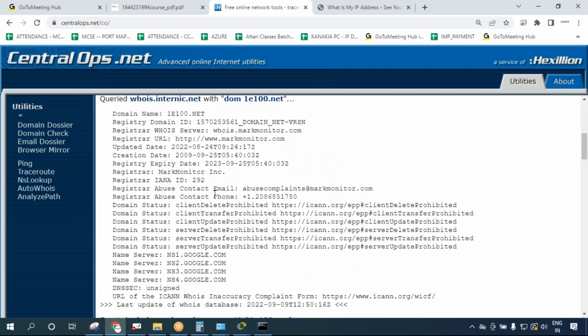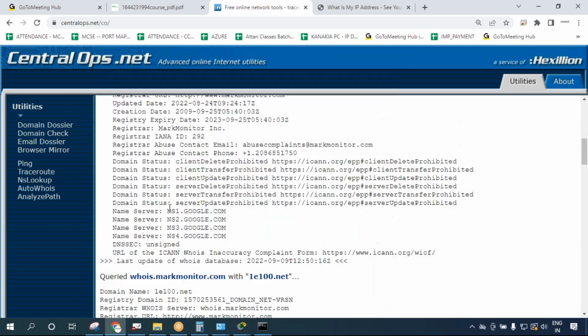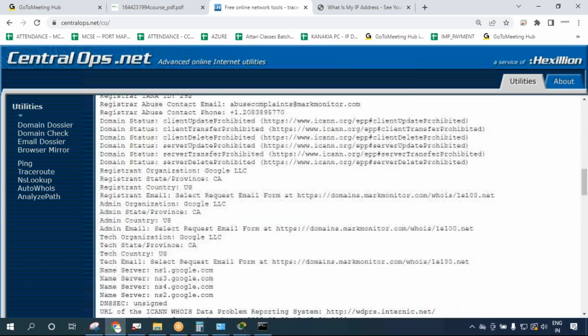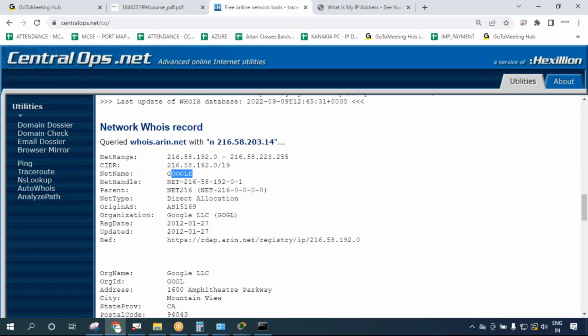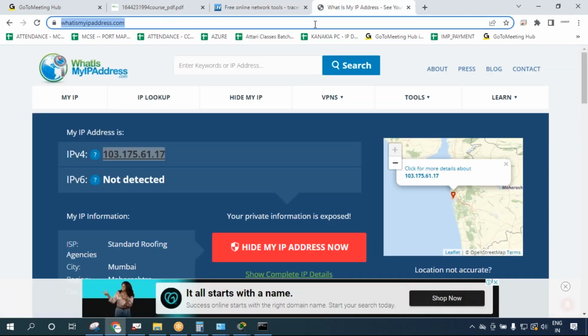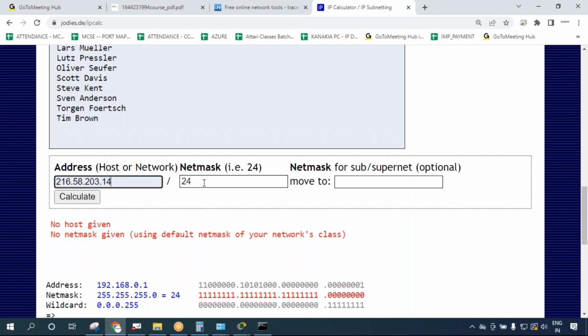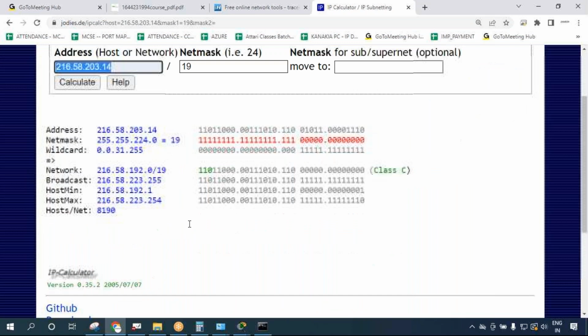If I look it up here, I will clearly see that this IP is taken by Google. Here I will see Google's name only. I cannot see Yahoo or Facebook name. This public IP address range is taken by Google. Getting the point? A big range is taken by Google. If you're not able to understand what /19 is, do not worry. I have given you a subnet calculator.